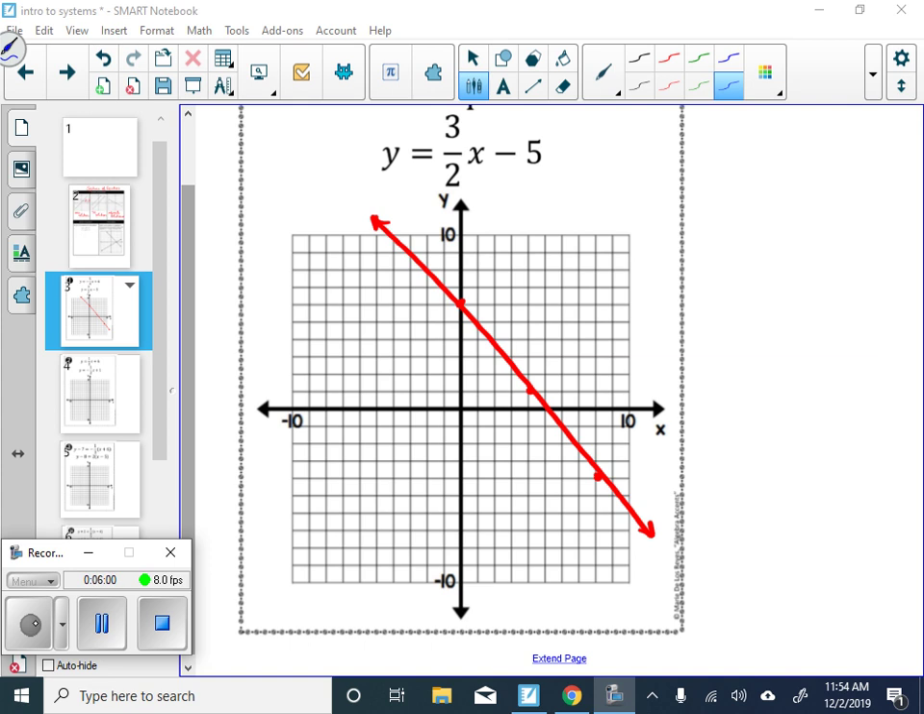Go to negative 5 first. Going to negative 5 because that's where I start. I always start at the y-intercept. And then from my y-intercept, I use my slope. My slope is positive 3 over positive 2, yes? So that means I go which direction? Up 3 and then right 2.